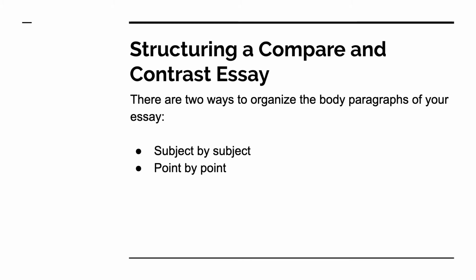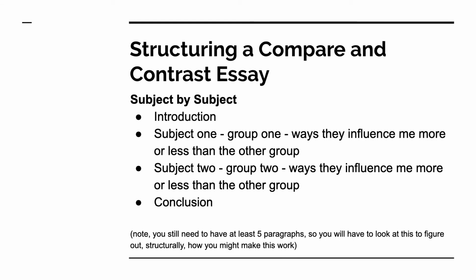So, structuring a compare and contrast essay. There are two ways to structure your compare and contrast essay: subject by subject or point by point. Subject by subject is where you look at the one group and then the second group. So you take one group and look at all the different things, and then you take the second group and look at all the different things.